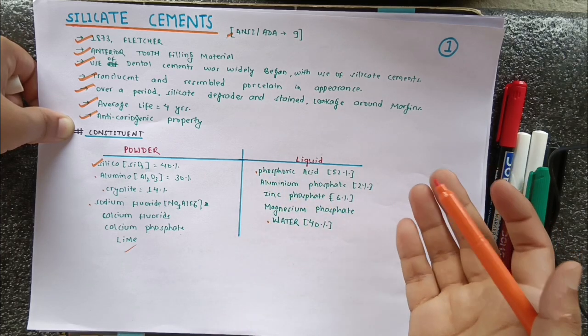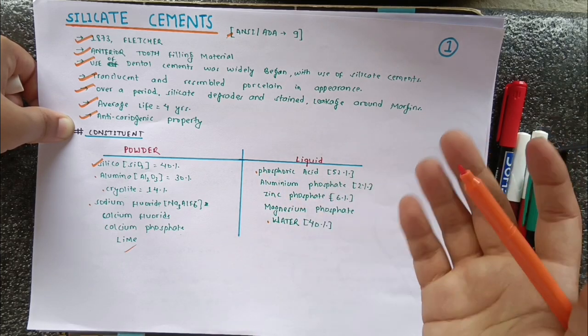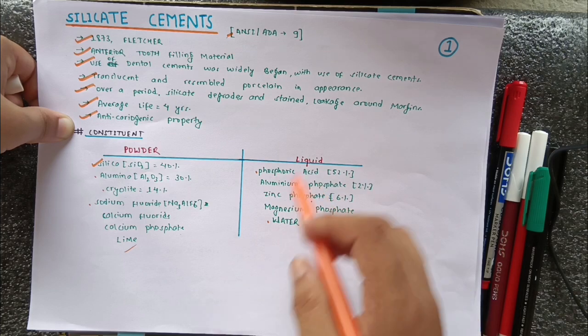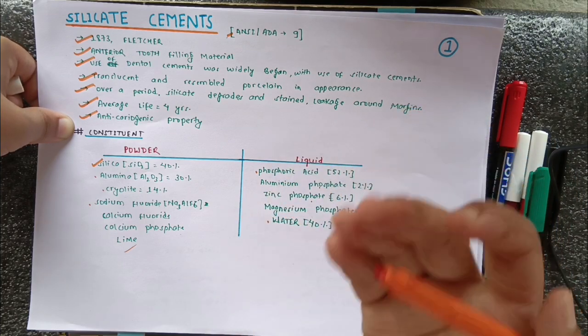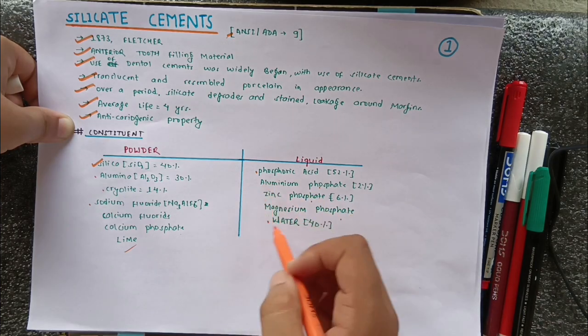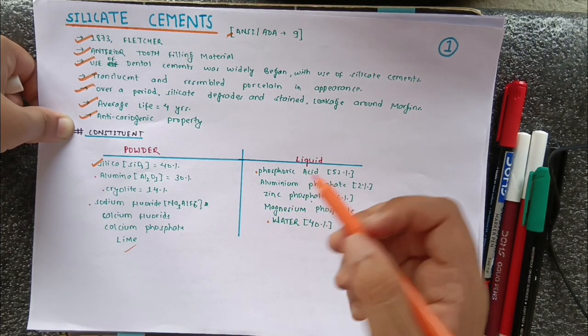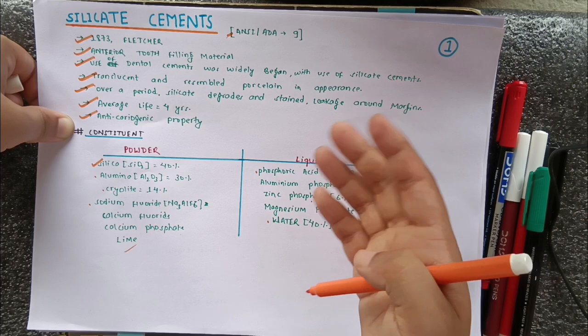Okay, and other components are also present. All components are phosphates. So in this pattern you can remember: one is phosphoric acid, another is water, and all other components are phosphates. So aluminum phosphate, zinc phosphate and magnesium phosphate.